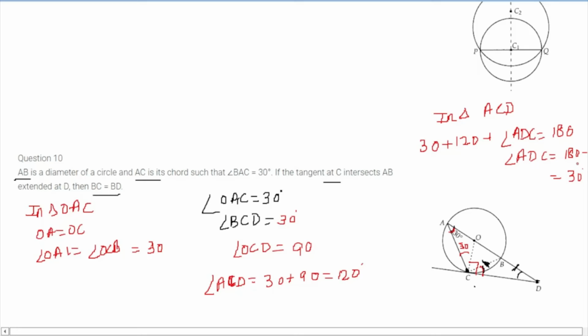So this angle is also 30 degrees. Earlier we got that this angle is also 30 degrees. So in triangle BCD, we know that angles BCD and BDC are both 30 degrees. So BC is equal to BD. Hence, this statement is true.